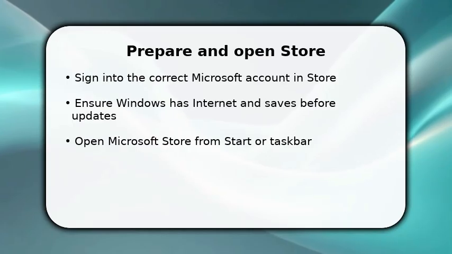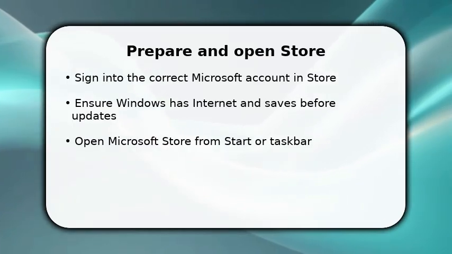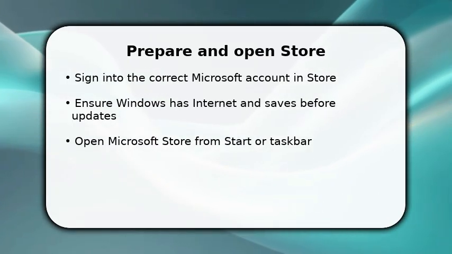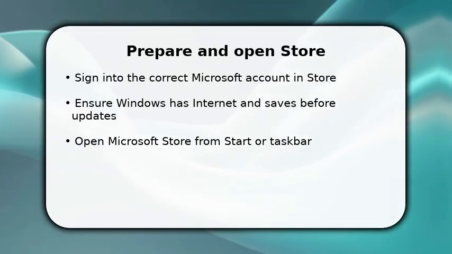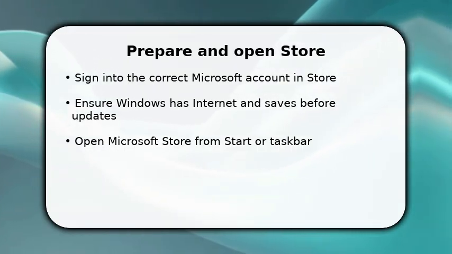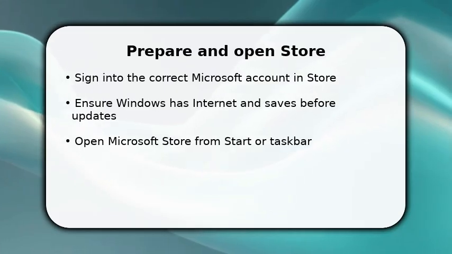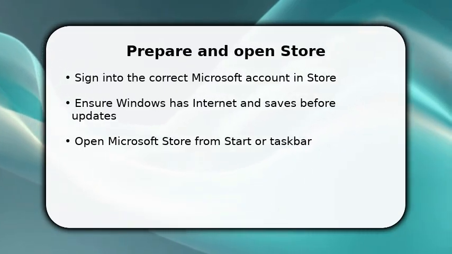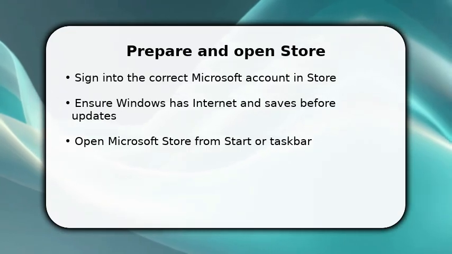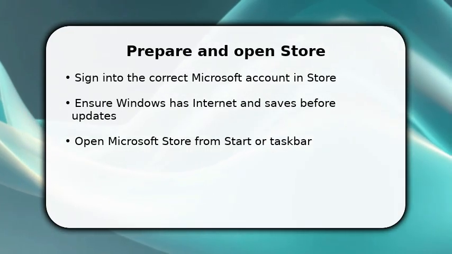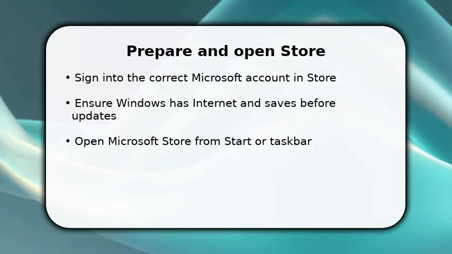You start by confirming prerequisites. Sign into the Microsoft account you use for apps and make sure Windows has an active internet connection. Once done, open Microsoft Store from Start or the taskbar. This launches the app catalog and syncs your app ownership. You do this now because the store must validate licenses before showing updates.